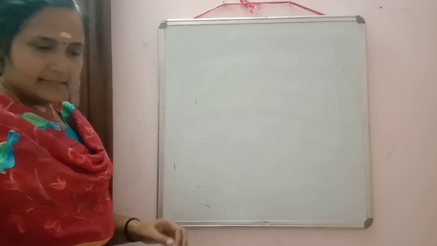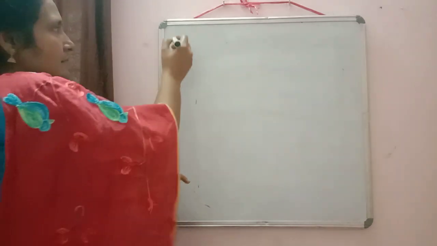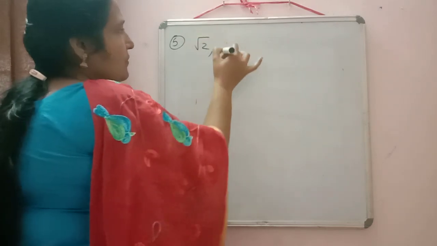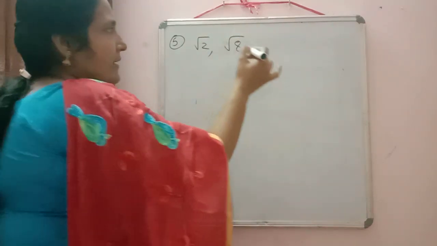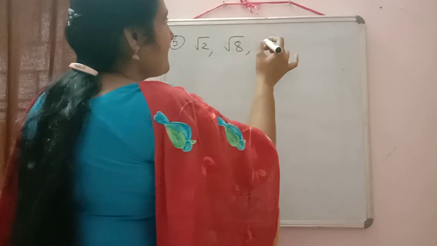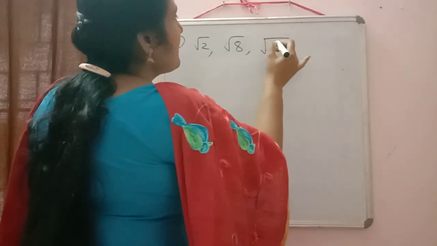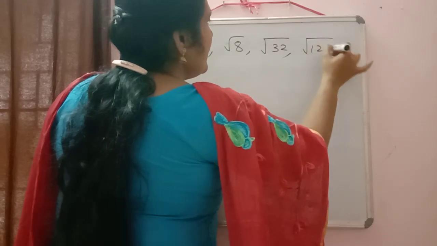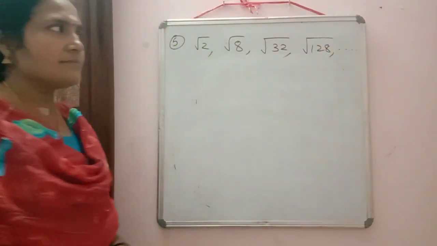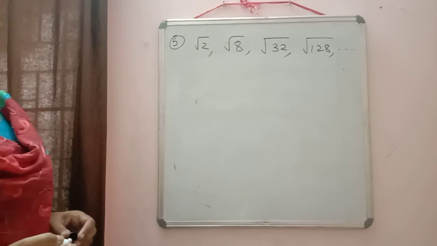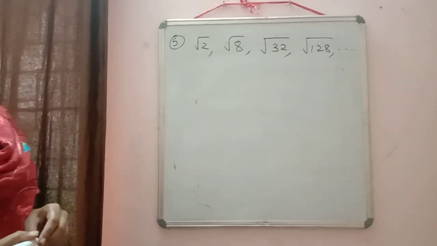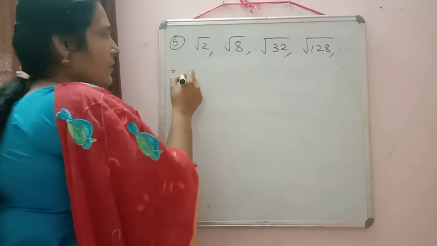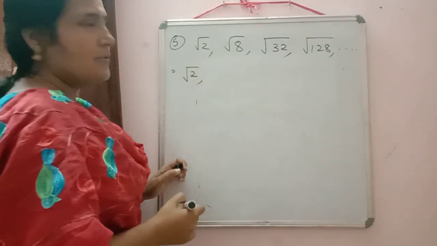Okay. The next example. Root 2, root 8, root 32, root 128, etc. Inside the root we cannot check the numbers there. So first what we can do, we can simplify these roots. First one already simplified there, root 2.